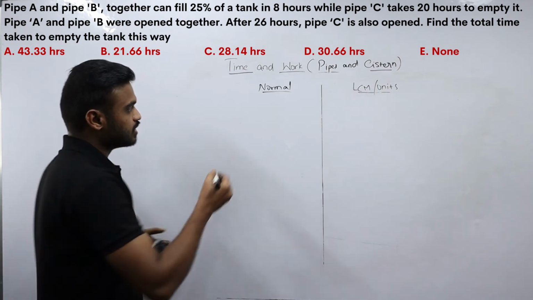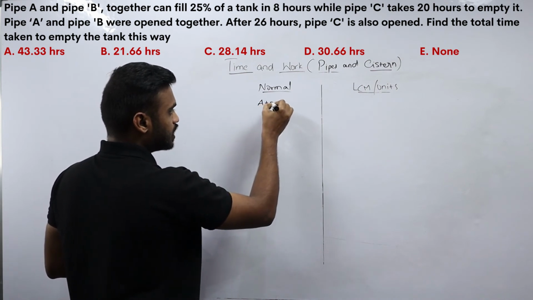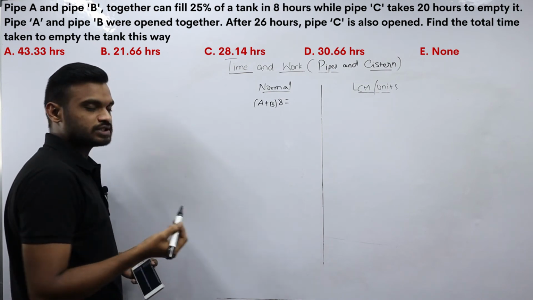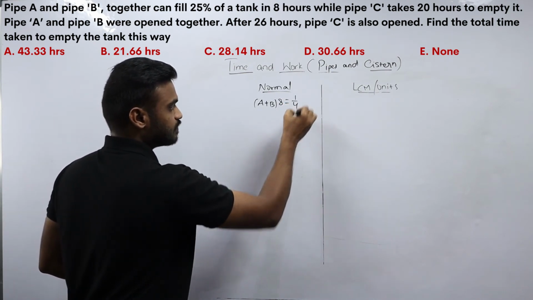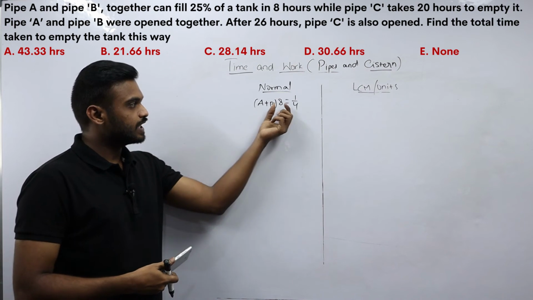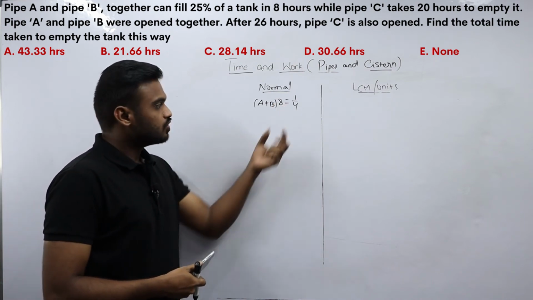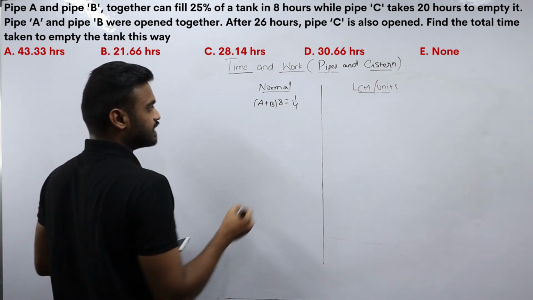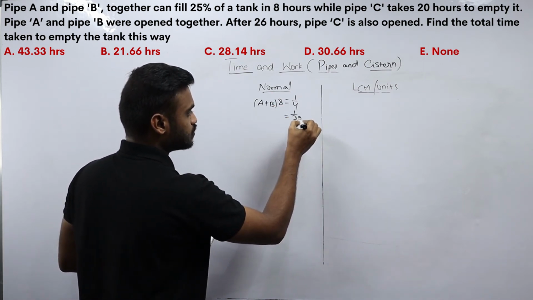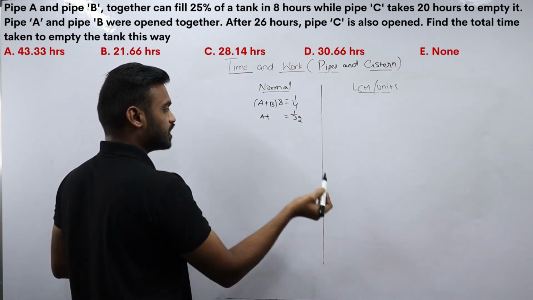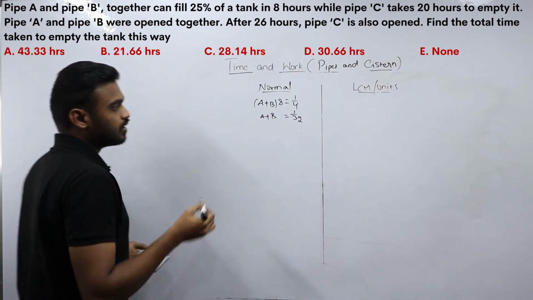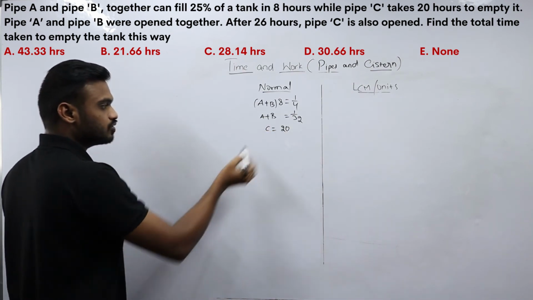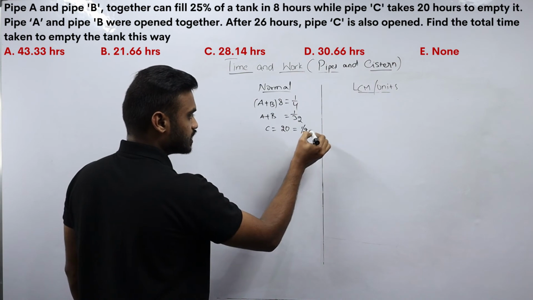Okay, now they are saying that pipe A and pipe B are working for 8 hours to fill 25% of the tank. 25% is nothing but 1/4 of the tank. Now if I send this 8 to the right hand side, I will get 1/32. So this is the efficiency, or 1 hour's work, of A plus B. Okay, now they are also saying that C takes 20 hours to empty the tank. So C's 1 hour's work will be 1/20.